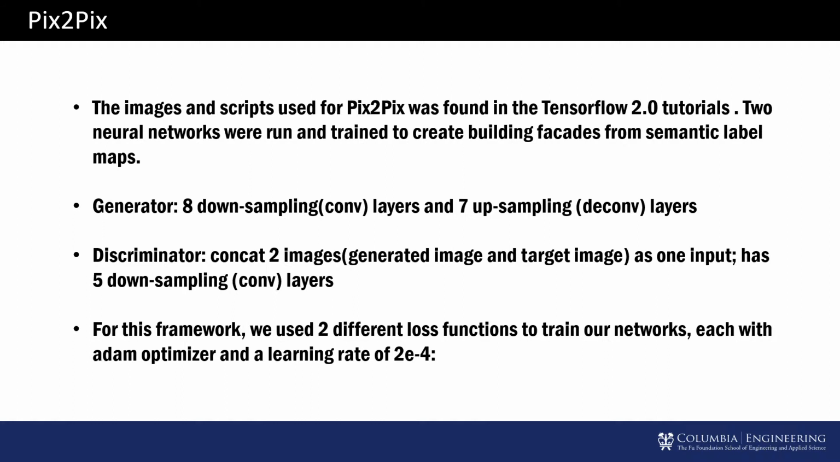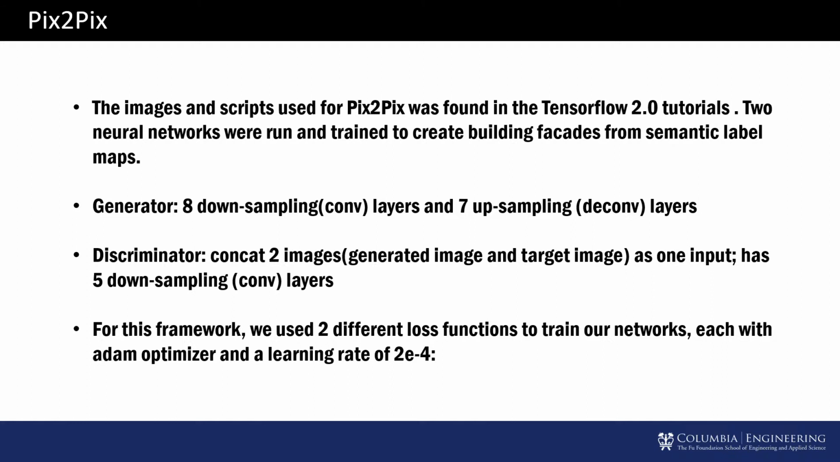For our Pix2Pix model, we use this as a baseline to evaluate our other unsupervised approaches and to gain a better understanding of what image-to-image translation entails for generative adversarial networks. Thus, we were able to use the TensorFlow 2.0 tutorials, which was a great help to us. And with Pix2Pix, it presents a relatively simple framework. So we're only using two neural networks, the discriminator and the generator, and we also have access to labeled training data in order to create building facades from semantic label maps.